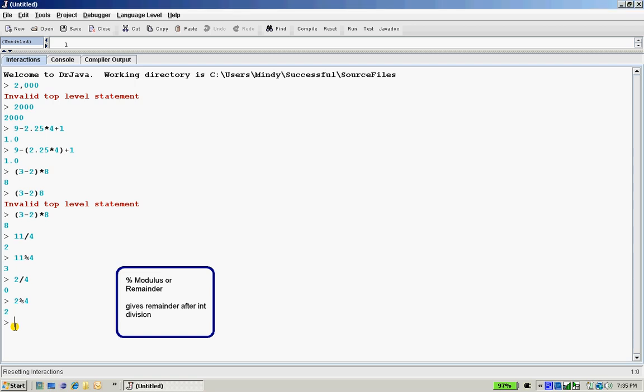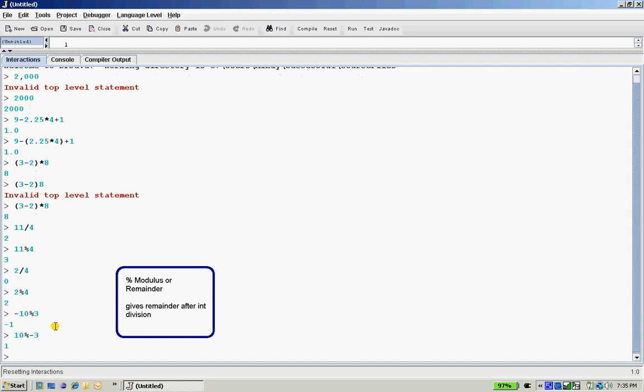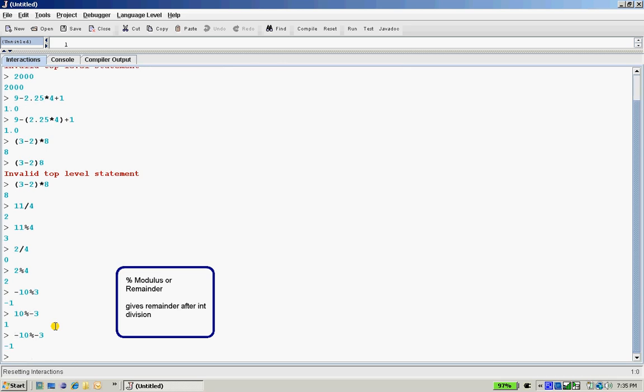So remember that the modulus or remainder operator is after integer division, and it will give you the integer remainder. So be careful with things like negative 10 mod 3 gives you a negative 1 remainder versus something like 10 mod negative 3 would give you a remainder of just 1. Negative 10 mod negative 3, and again your remainder would be negative 1.